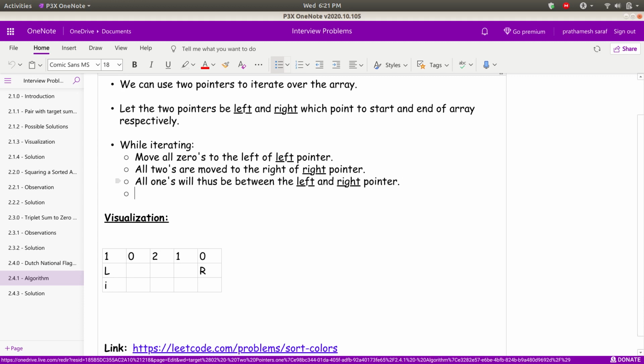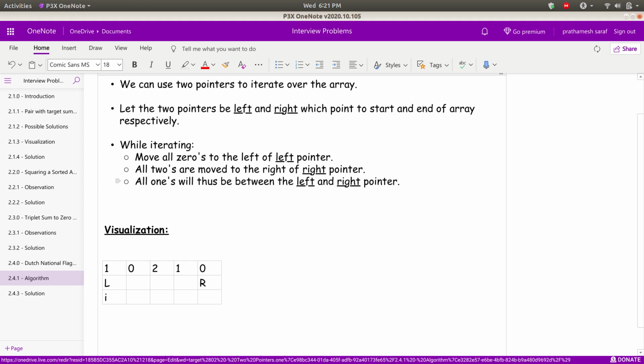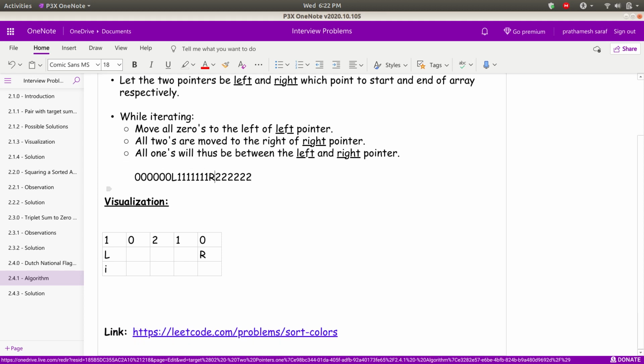So finally it will look something like this. We'll have here all zeros, then here our left pointer, then all ones, then here our right pointer, and all twos. It will be something like this, and even at the places of the left and the right pointer, I guess we'll have the ones, that is the inclusive case. So we'll see how we can solve this problem. I will show you the situation here. Suppose our array is 1 0 2 1 0, right?